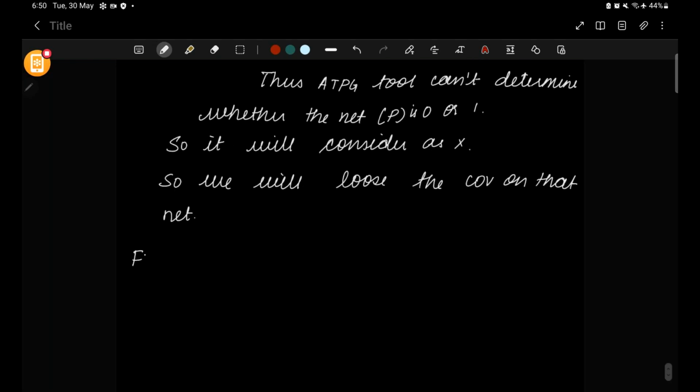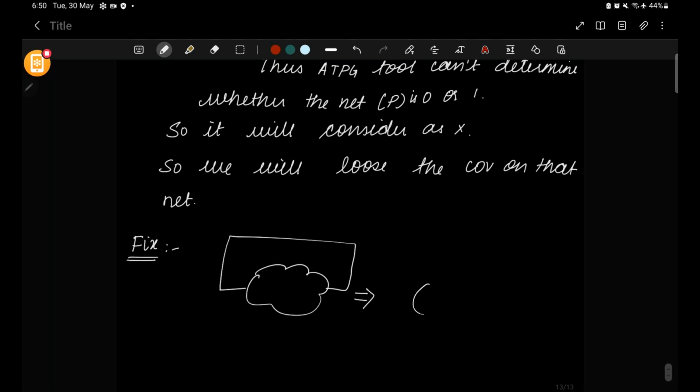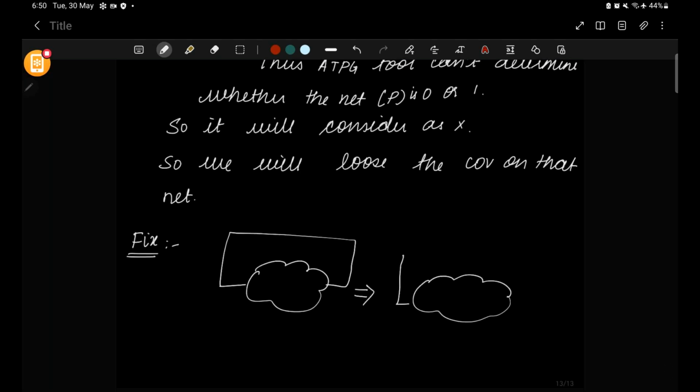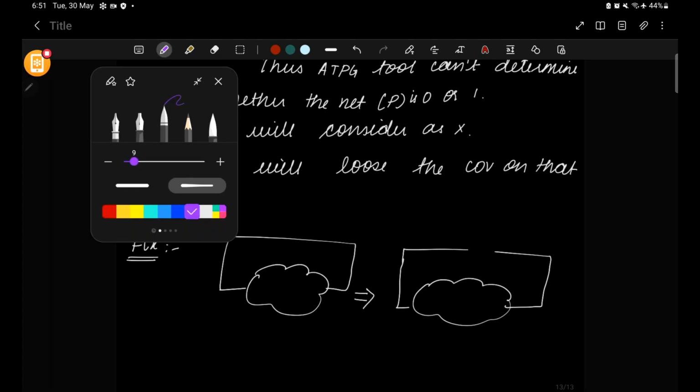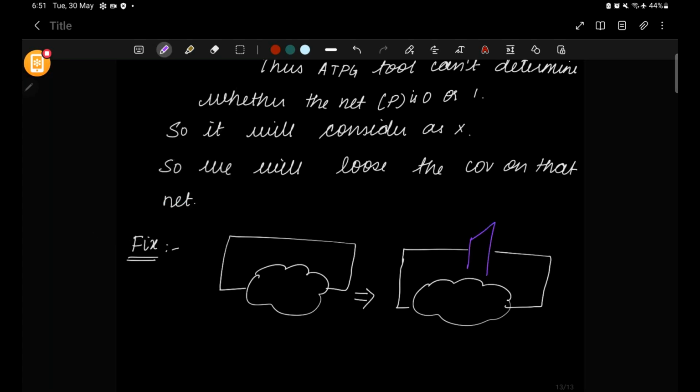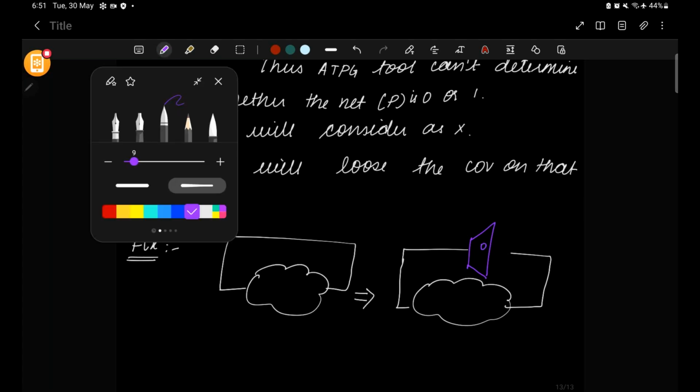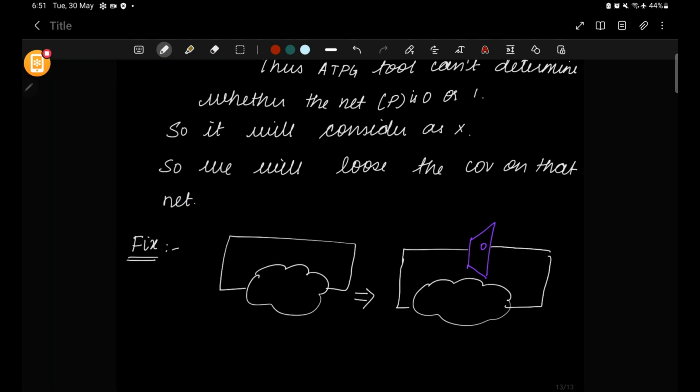So what is the fix? This is a combo logic, it is there like this. The fix is you can break the feedback loop. So here feedback loop is there, right? You can just break this feedback loop. Here you can add a mux. The 0th input, we will connect it here. The 0th input is what the designer intended to give.